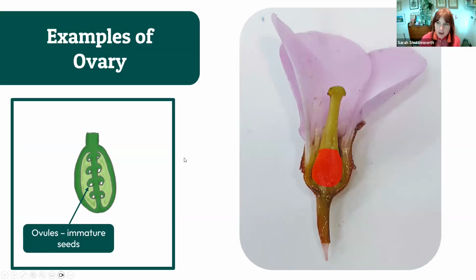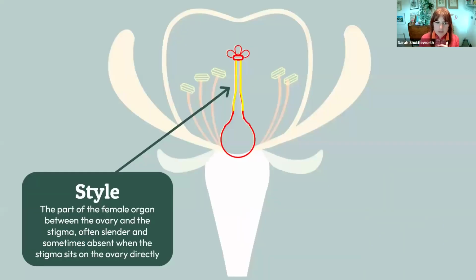Now, I wouldn't say that there are that many times that you need to know details about the ovary when it comes to different species. However, the position of where it is is potentially more useful, which we'll cover in a minute. So we've got the ovary at the bottom, then we've got that sort of stalk-like structure again. In the male part with the stamen, that was called the filament, whereas in the female part, that's called the style. And that is basically the part between the ovary and the stigma at the top.